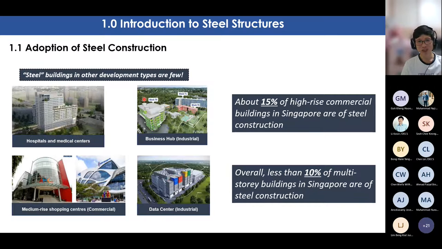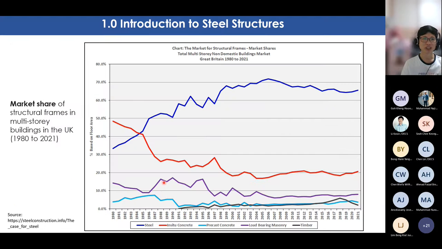If you look at the usage percentage, normally it's 15% for high-rise commercial buildings, like UOB or Capital Green. So 15% of high-rise is steel structure. But overall, multi-story buildings become 10%. We only have 10% steel structure in Singapore. That is very low compared to other advanced countries like the UK, US or Japan. Most of them have more than 50% market share for steel structure. This graph is for the UK. In 2021, steel structure market share is more than 65% of multi-story buildings, not single-story. For single-story buildings, maybe even more.